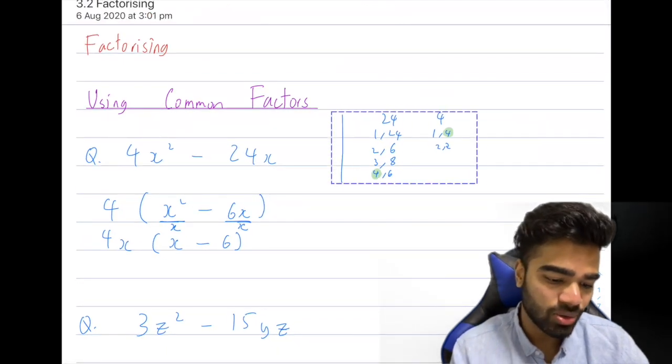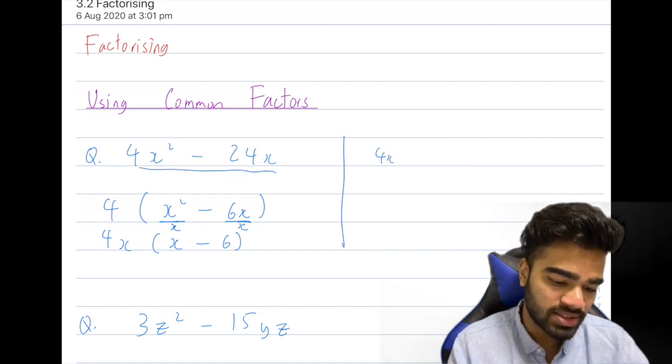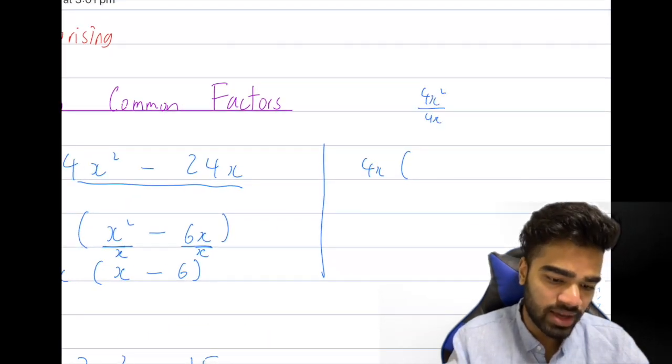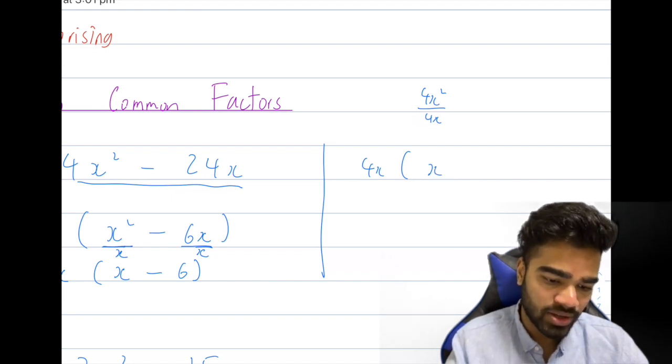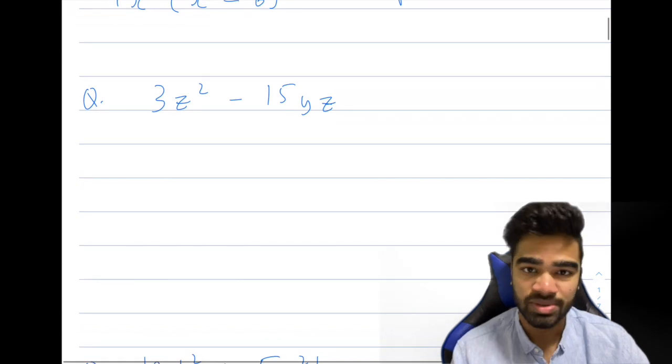Now you can do all of this in one step. If you realize straight away that 4x is a common factor in both of them, you can take it out from the very start. Then you can do 4x squared divided by 4x to get the first term, which is obviously x. And then negative 24x divided by 4x gives the second term, which is negative 6. So you can do it straight away. I'll demonstrate with this example.